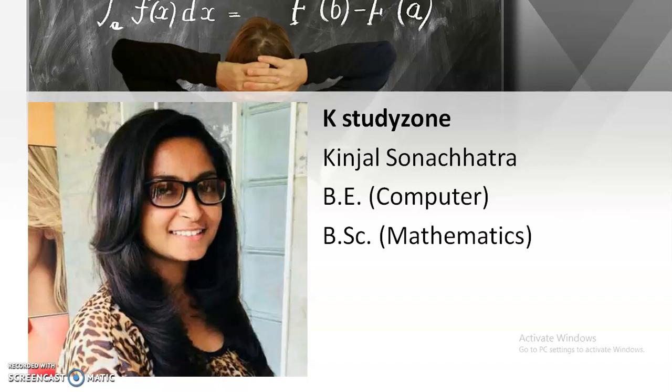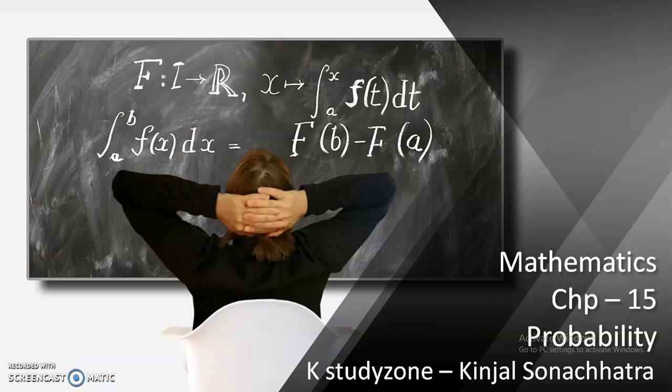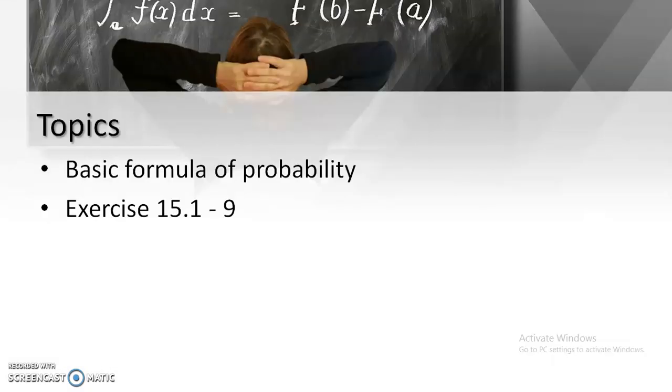This is the 21st tutorial of probability, chapter 15 of standard 9. In the last session we discussed the 8th sum from exercise 15.1, and in this session we will discuss the 9th sum from that. So don't waste time, let's go to the session. Today's topics are the basic formula of probability, exercise 15.1, and in that the 9th sum.